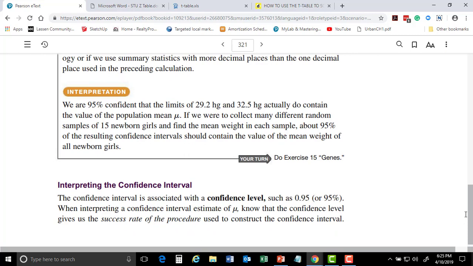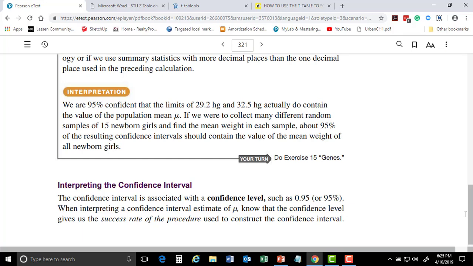This is the interpretation: we are 95% confident that the limits of the lower bound, 29.2 hectograms, and 32.5 hectograms actually contain the value of the population mean mu. We're 95% confident if that's the case. So if we were to collect many different random samples of these 15 newborns and find the mean weight each time, about 95% of the resulting confidence intervals would contain the value of the mean of all newborn girls.